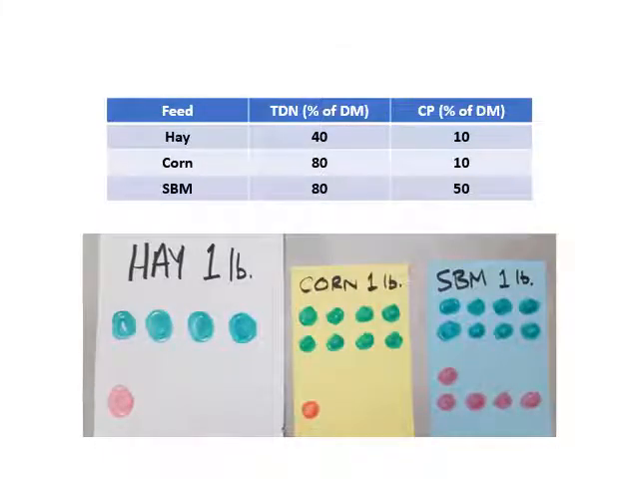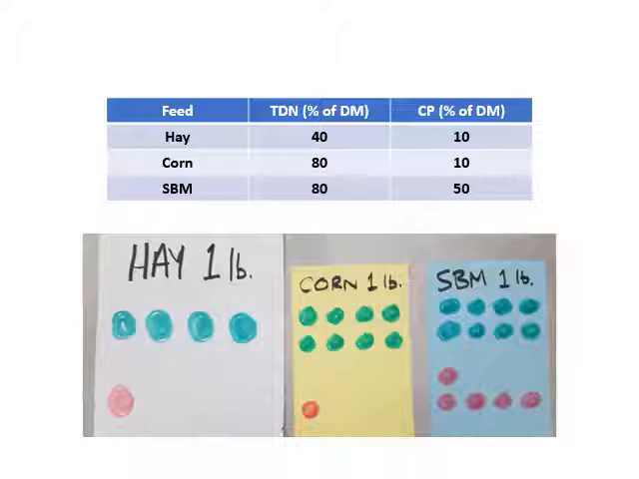So we're going to demonstrate a ration here a couple different ways. We're going to use hay, corn, and soybeans. By definition, looking at the TDN and the crude protein, our hay is our number 1 feed. That's our forage. Our corn is our number 2 feed, our energy feed, high in energy, low in protein. Soybean meal is going to be our protein feed, high in TDN, high in crude protein.